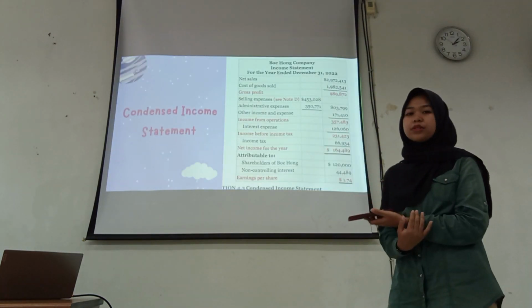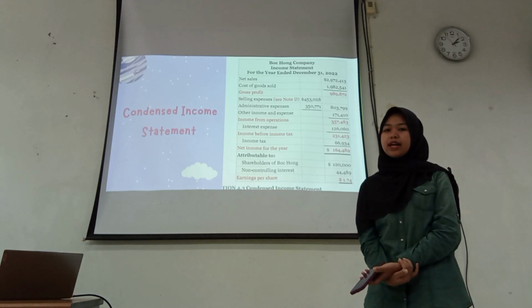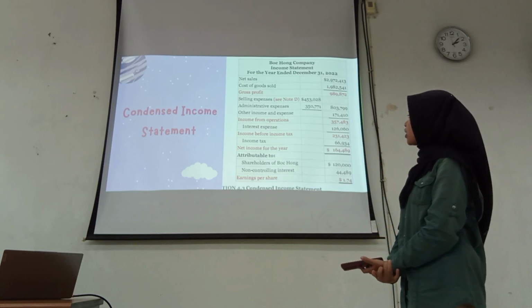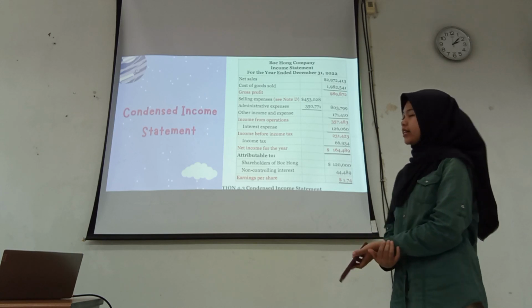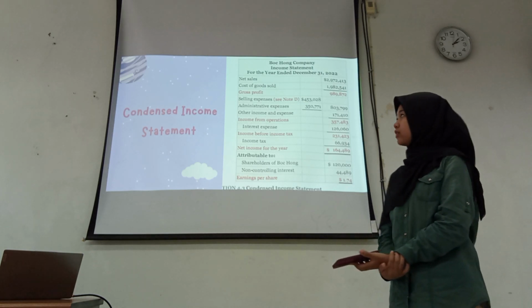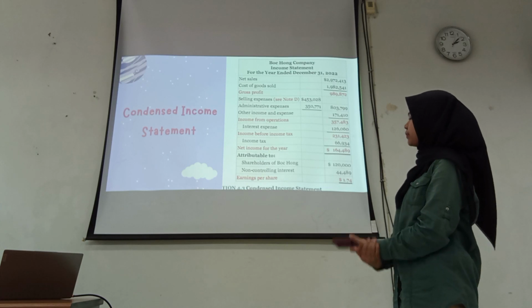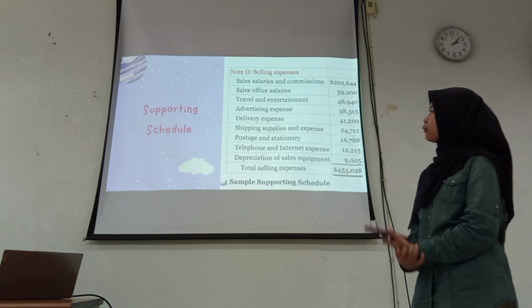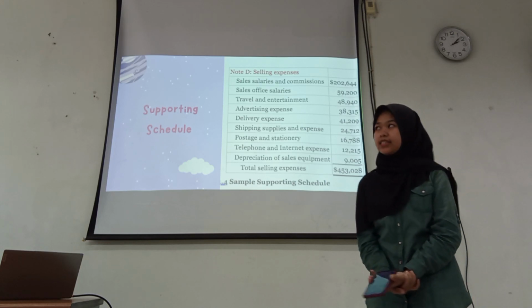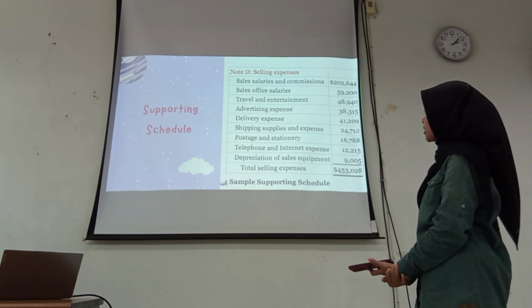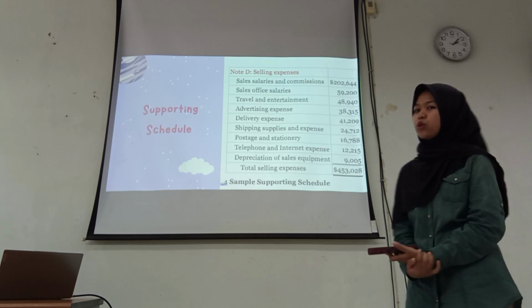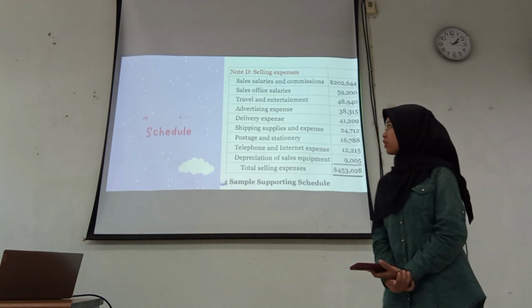So this is an example of a condensed income statement. As you can see here, there is no detailed explanation about the selling expenses or the administrative expenses, only the total amount of all of them. And then if we want to see the detailed information about the expenses, we can make supporting schedules for those who want to see it. So that's all for me.